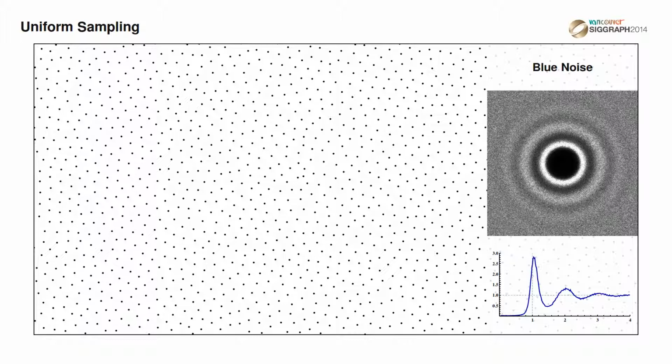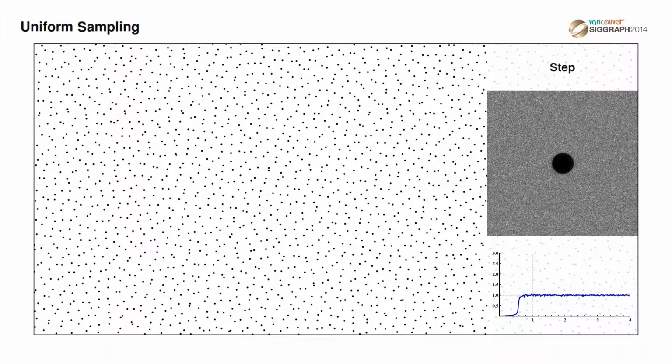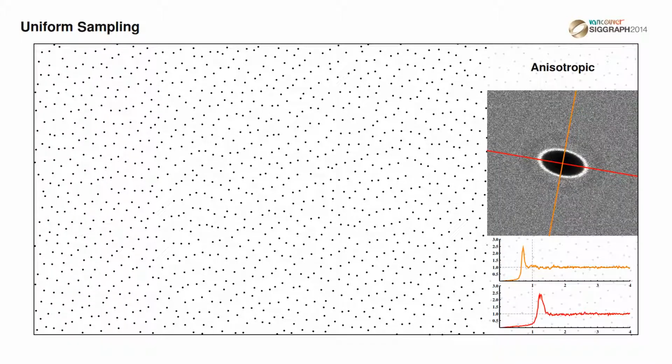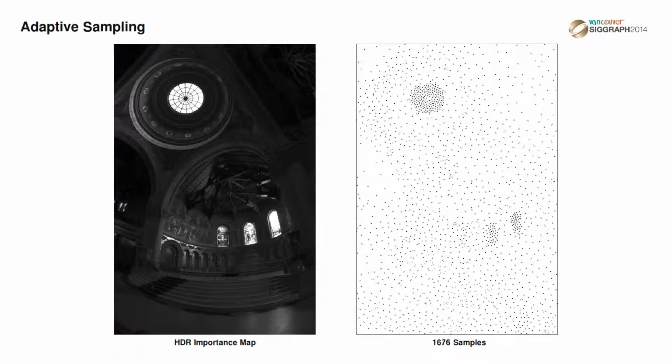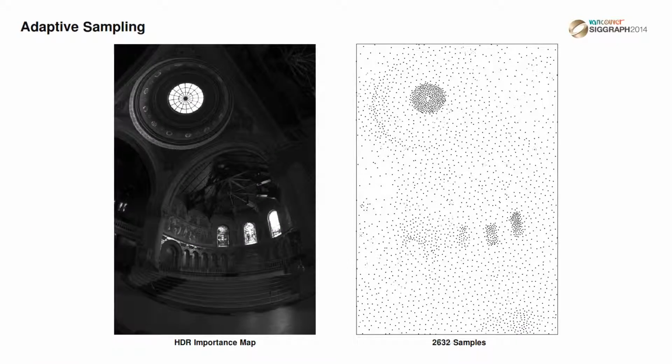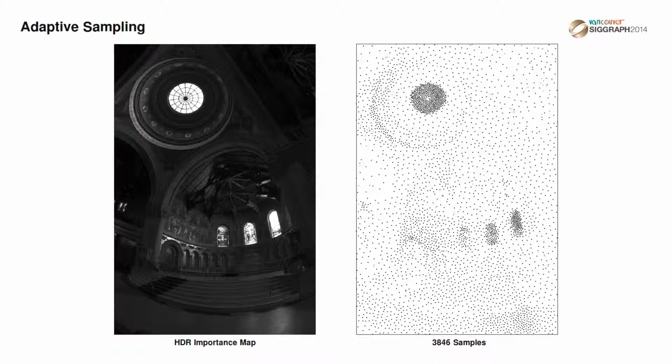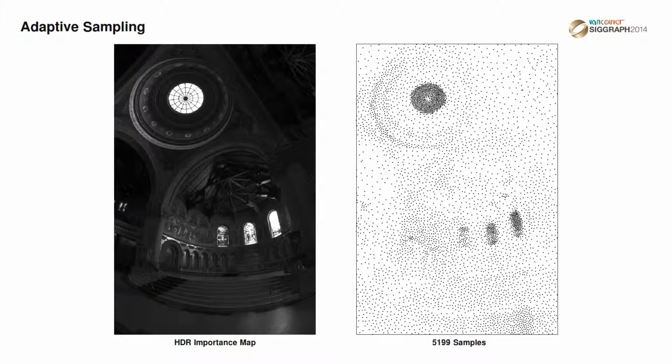Here are a few results produced using our sampling system. As you can see, our method is able to generate distributions for arbitrary target spectra, including blue noise, step function, and anisotropic distributions. Interactive speed is ensured by the hierarchical nature of the tiling system and the extensive use of pre-computed lookup tables. For more results and comparisons, please refer to the paper.